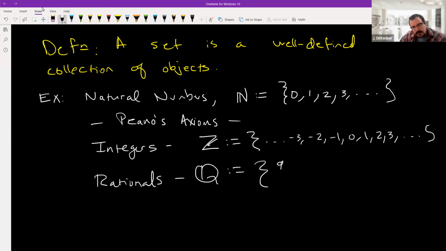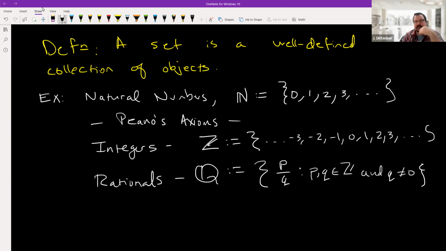Let me write it like this. We'll say it's P divided by Q, such that P and Q are both integers and Q is not 0. Okay, so there's our definition of the rational numbers.